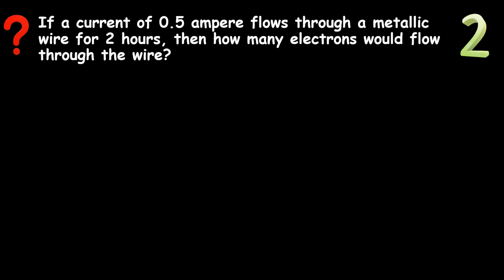Here we have to calculate the number of electrons which flow through the wire, for which we are using Q is equal to Ne and Q is equal to It. And Ne is equal to It. N is the number of electrons and e is the charge on one electron, 1.602 × 10^-19 coulombs.